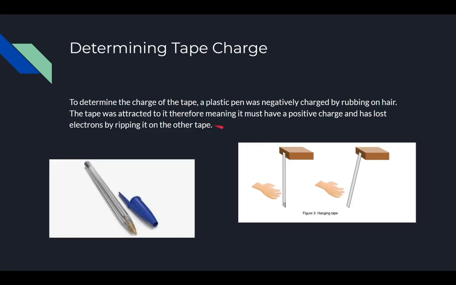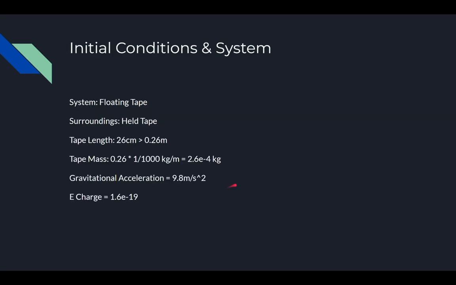So to determine the charge of the tape, we charged the tape first of all, and hung it to the side of the table like this, and then rubbed a pen against hair, so that it got a negative charge. Then putting it up to the piece of tape, we saw that they attracted, which means the tape must have a positive charge because the pen is negative.